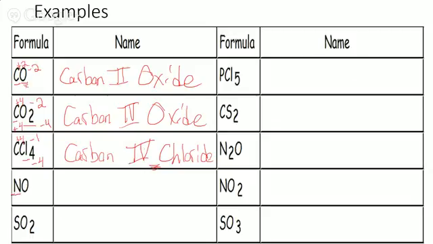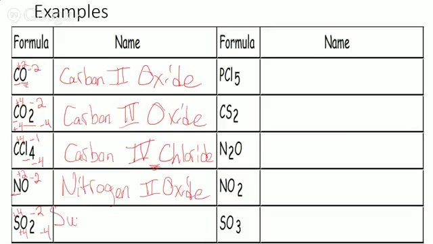So now we got nitrogen, NO. Look up oxygen, it's -2. So nitrogen must be +2. So the name would just be nitrogen 2, Roman numeral 2, oxide. All right, so I'm going to kind of go fast right here. Each oxygen's -2. We got 2 of them, so that's -4 overall, which means sulfur has to be +4. So the name for it would be sulfur 4, Roman numeral 4, IV, oxide.